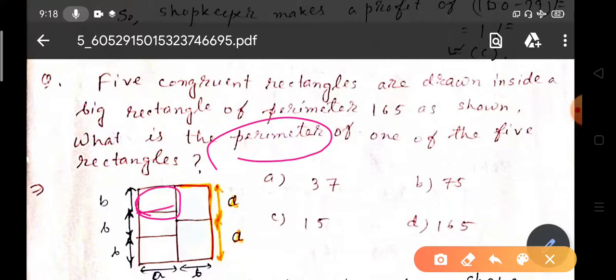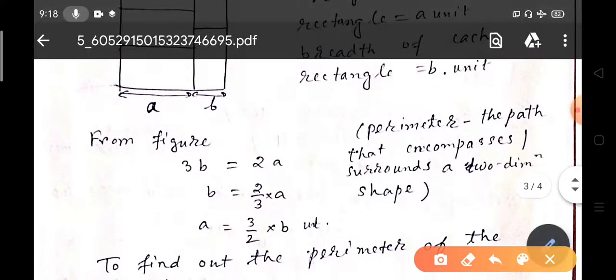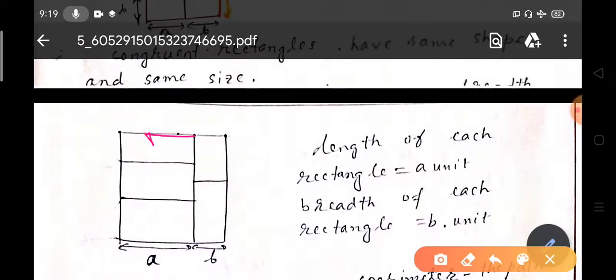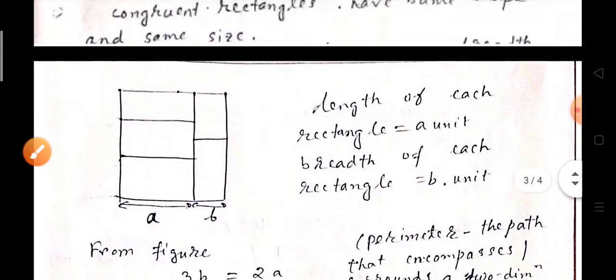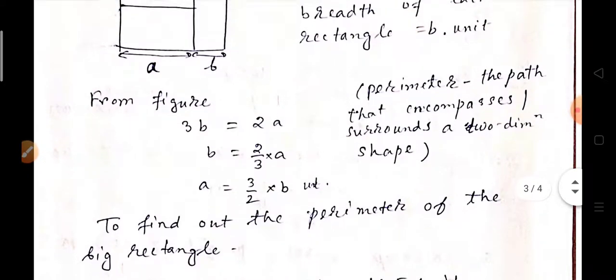Suppose you are taking this rectangle and you have to find its perimeter. So what is perimeter? Perimeter is the path that encompasses or surrounds a two-dimensional shape. So we have to find the total perimeter, that is the path around the shape of the rectangle in 2D.